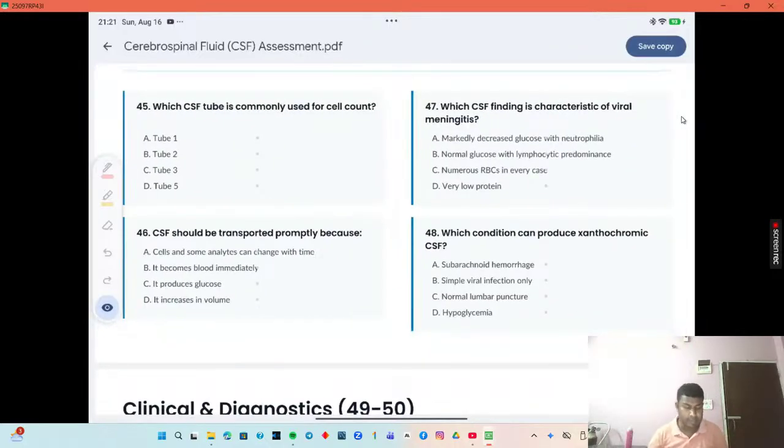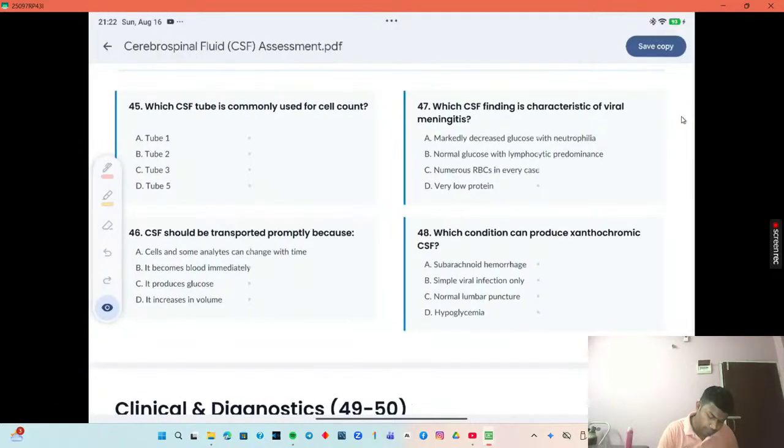Now the question is: which CSF tube is commonly used for cell count? For the cell count of CSF, we will use tube 3. Is it clear? If you have any question, then you can ask me in the chat box. I will definitely help you with your doubt.